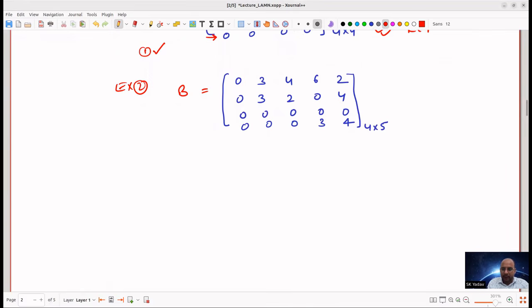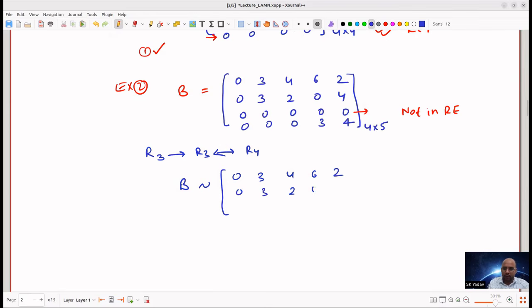So I can easily see there is a row, the third row, which is a 0 row, but it is not at the bottom. So it is not in REF. The first condition failed. Okay. Now if I change the matrix by applying R3 and R4 interchange, the resulting matrix B will be changed to a new matrix: 0, 3, 4, 6, 2, 0, 3, 2, 0, 4. And the third row becomes the fourth row, that is 0, 0, 0, 3, 4, and the last row is 0, 0, 0, 0, 0.